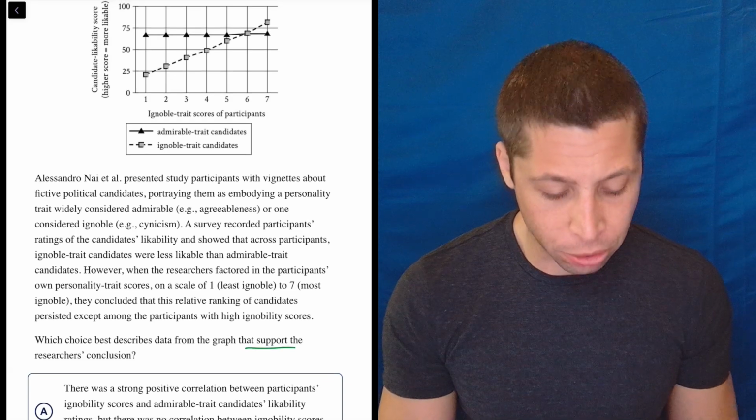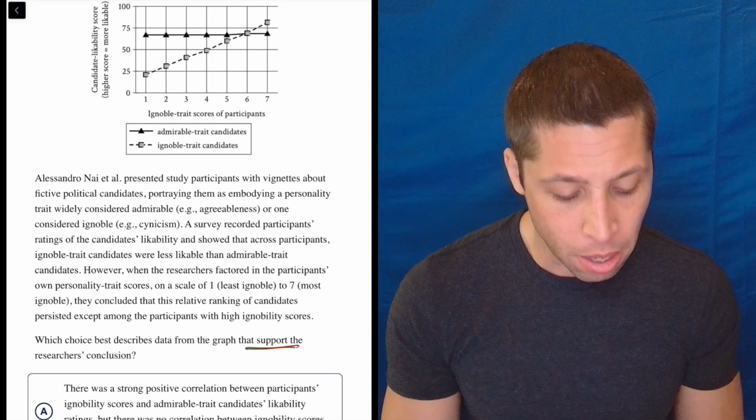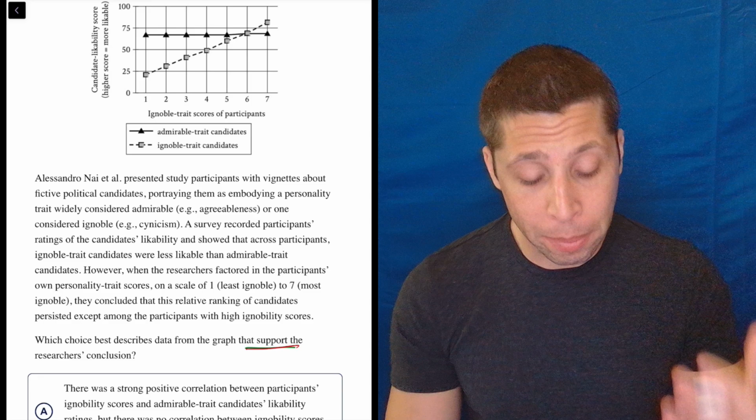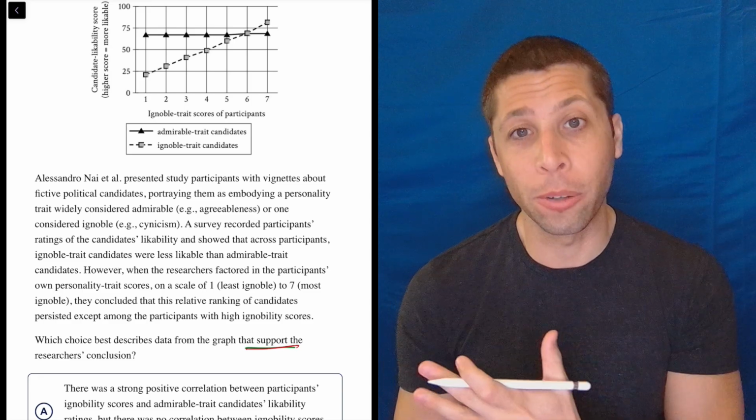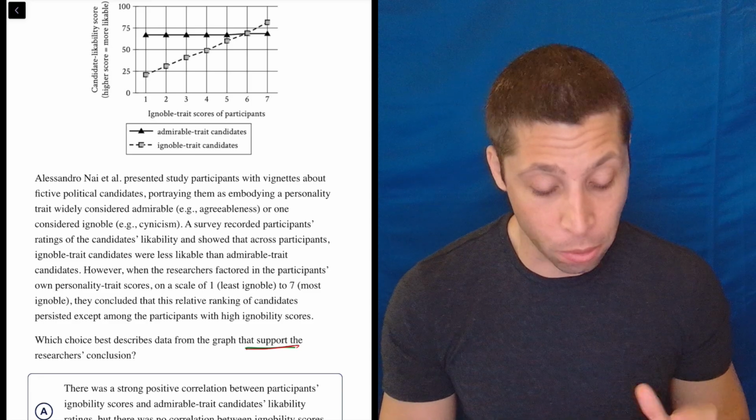We need to support the researcher's conclusion. So that just means make sure that when you're reading this passage, there's going to be a sentence where they're kind of like, the researchers concluded, focus on that one more than anything else.